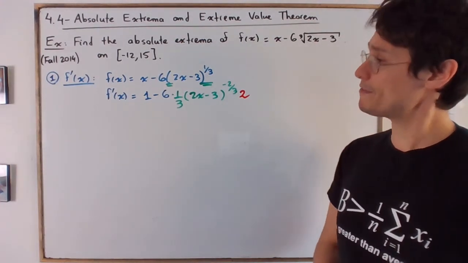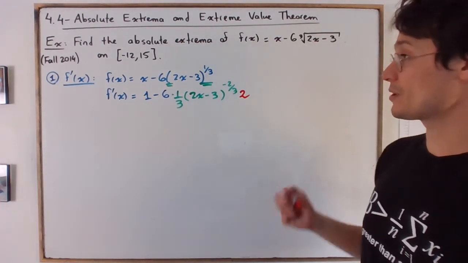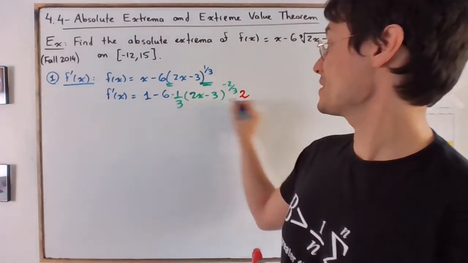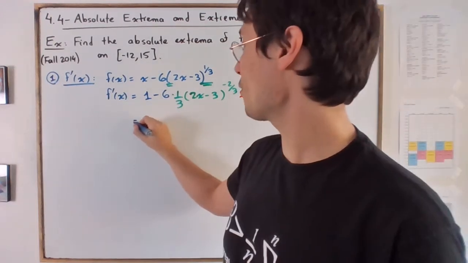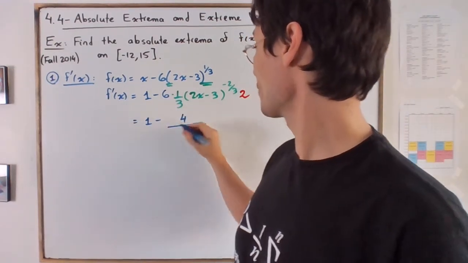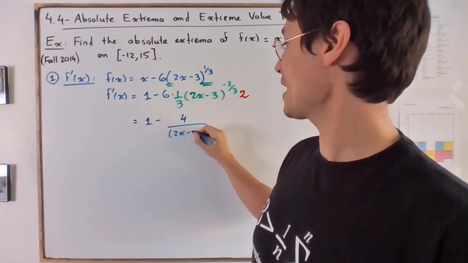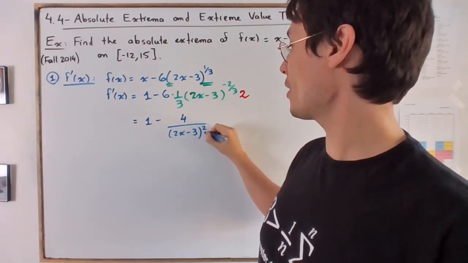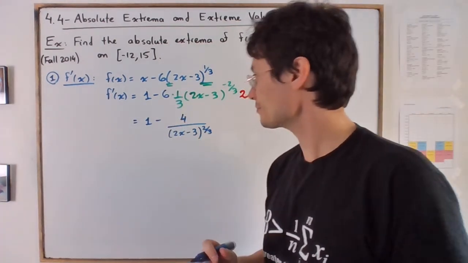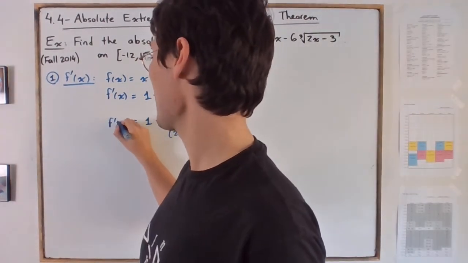Now, let's simplify it a little bit. Here we have 6 over 3, that's 2. So we're going to have overall 1 minus 4 over (2x minus 3) to the power of 2/3. Okay, so that's our f prime of x.